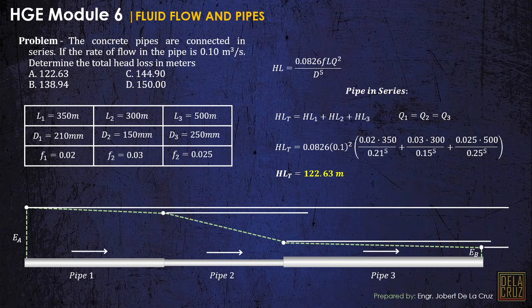May head loss tayo on each position of the pipe. From here to here, may head na nawala. So, that would be energy minus head. That is HL1. Dito rin, may HL2 tayo. Dito rin may HL3 tayo na wala. Therefore, as you can see, this total head loss here must be equals to HL1 plus HL2 plus HL3.